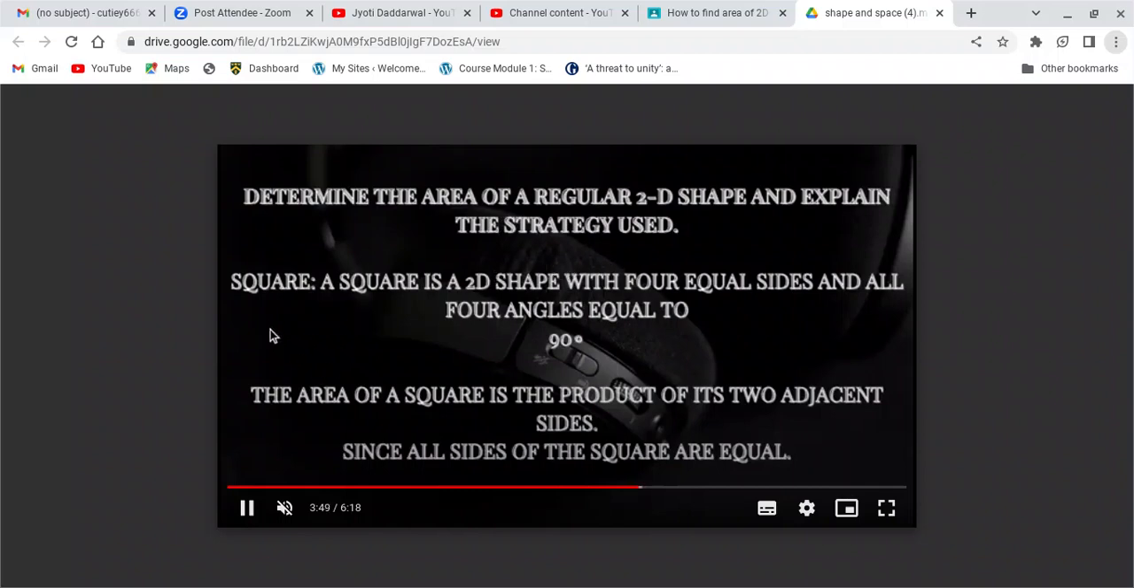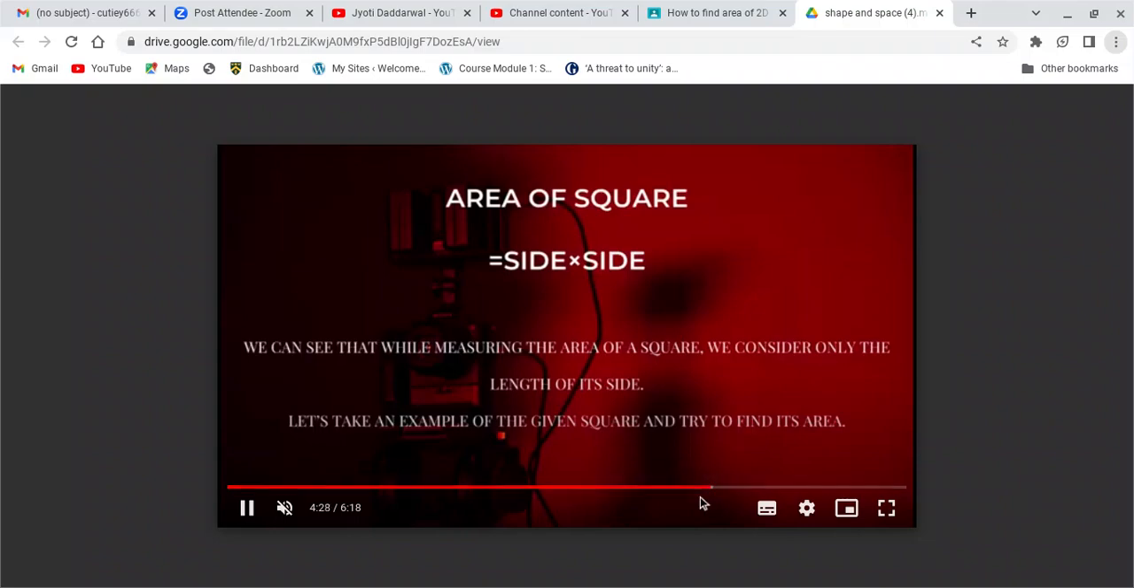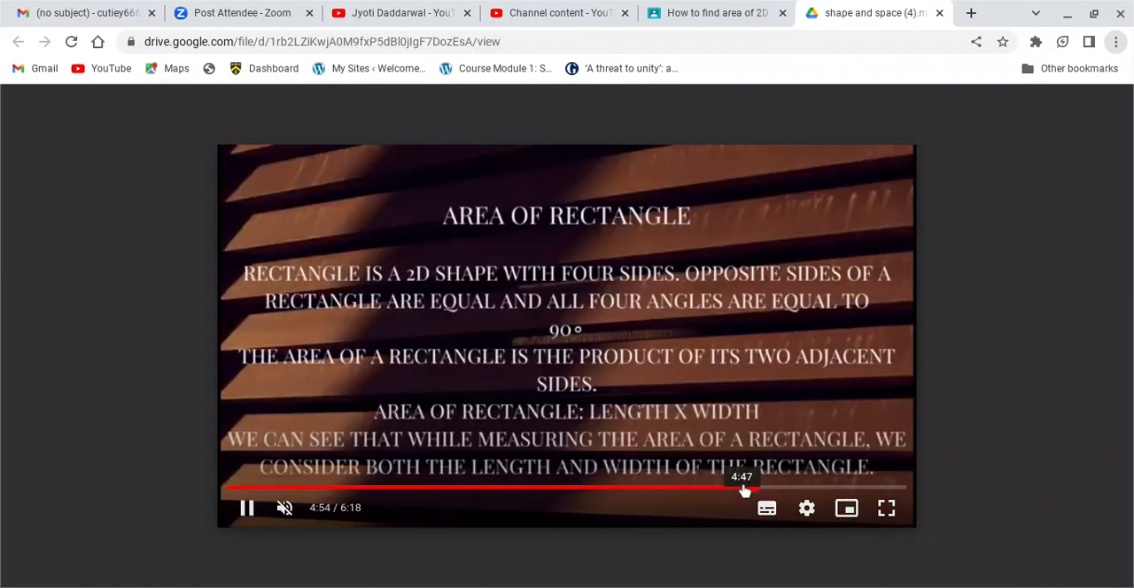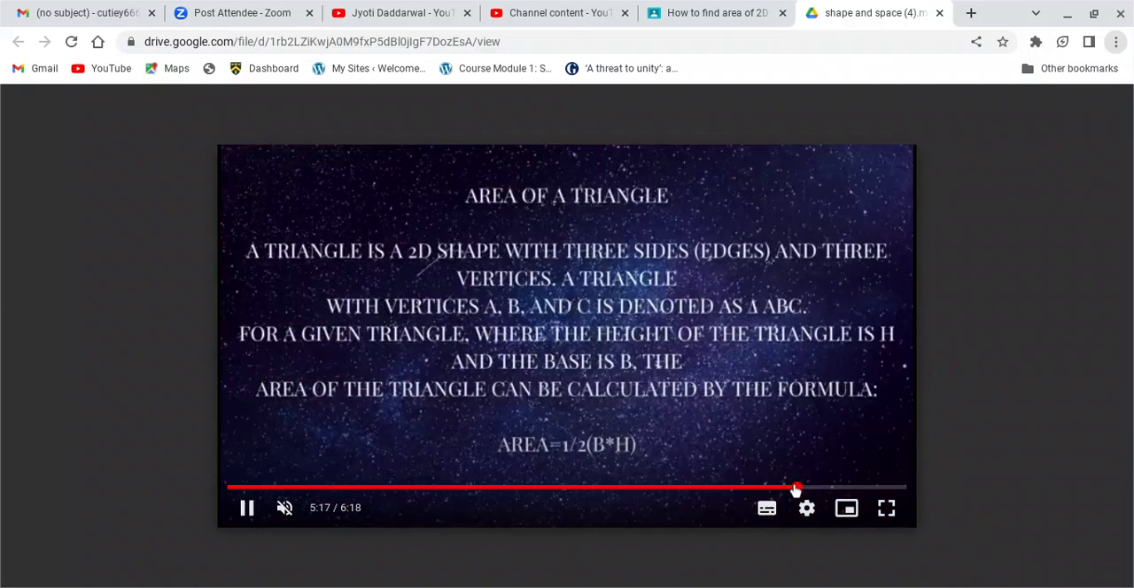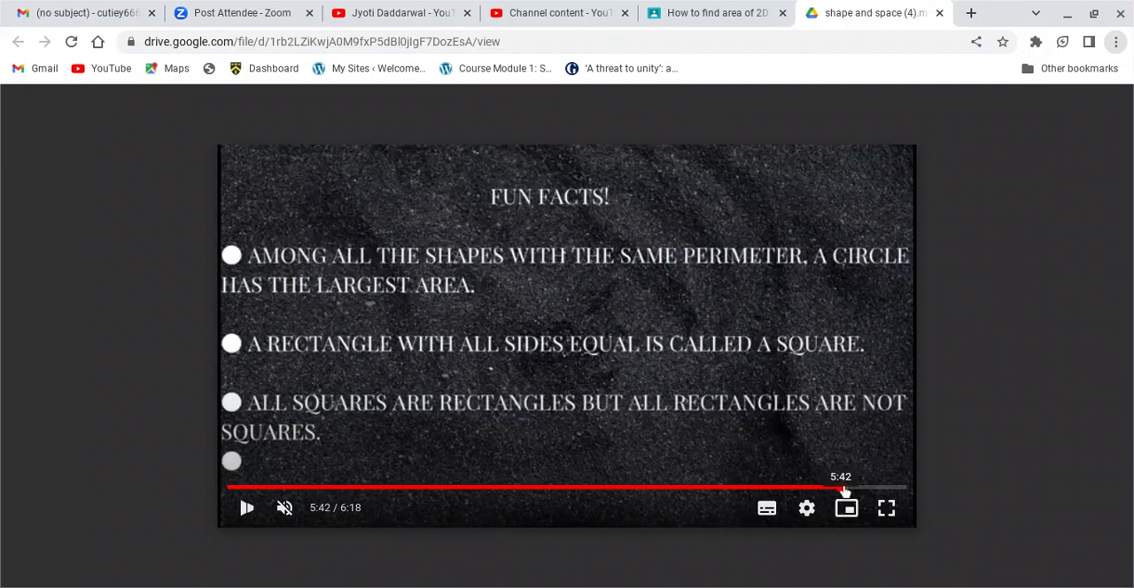Then I told them about the square. What is a square? A square is a 2D shape with four equal sides and all angles are equal. Then the area of a square is the product of its two adjacent sides. Then I introduced the formula of the square. Then what is a rectangle? I told them about the rectangle, and then I introduced the triangle to them.